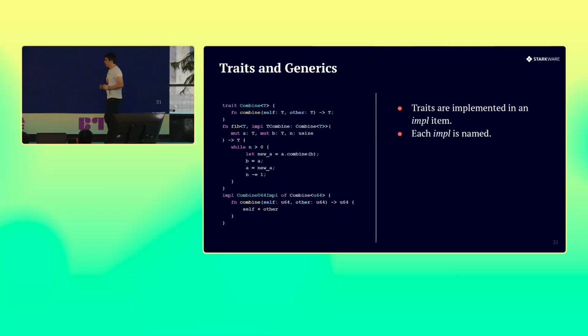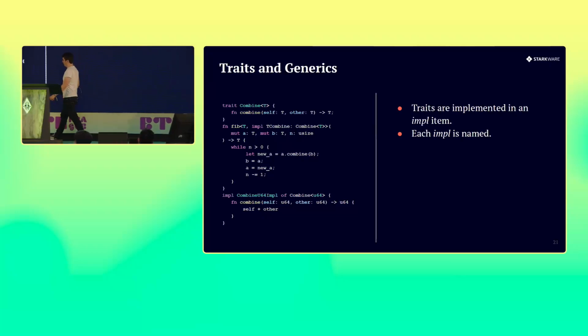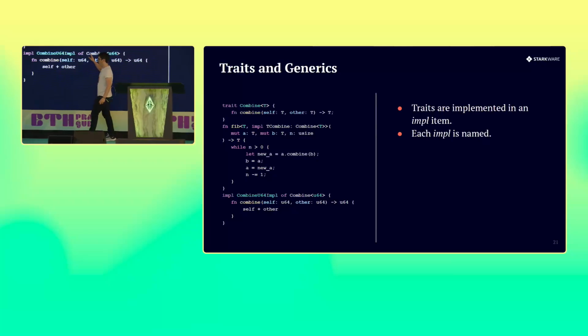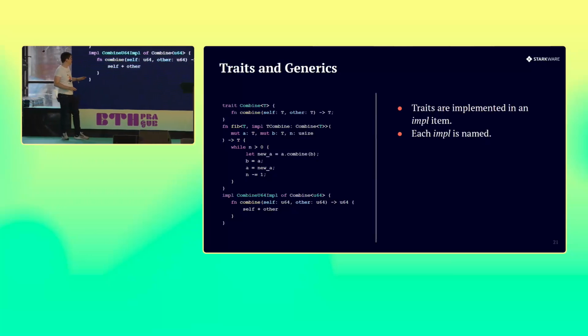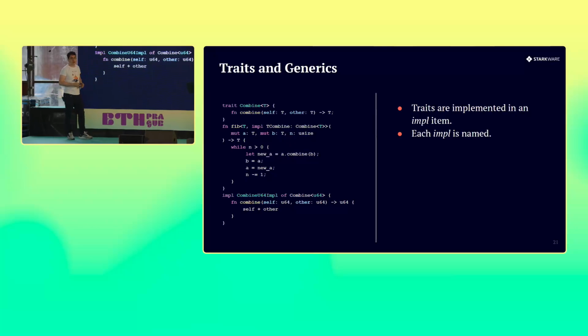If you know Rust, by the way, this is the place where we strayed as far as we got from Rust. In Rust, impls are not named, but we choose to do it. We are thinking that this is better.